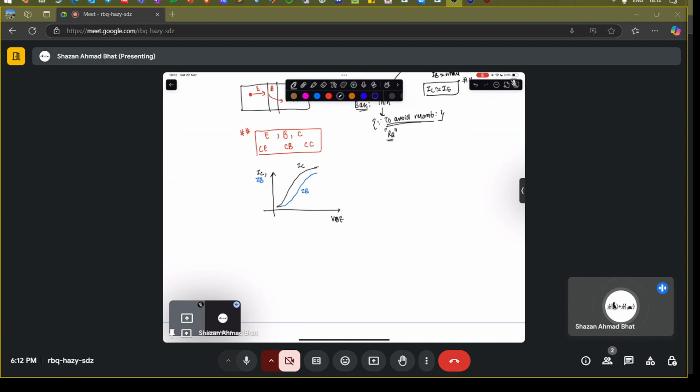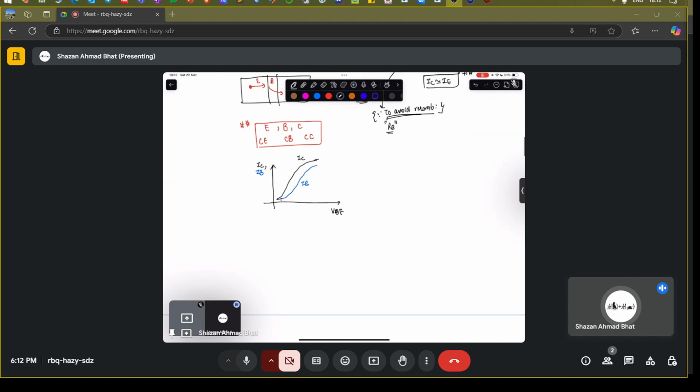So this is the collector current, and we're drawing it with respect to the VBE. VBE is increasing in this direction, maybe 0.1, maybe 0.5, 0.7 volts, and so forth. And what is basically happening is that we're drawing both the collector current and the base current on the same plot. So now you see that there are different regions. There is this particular region, and there is this particular region, and then there is this particular lower region.